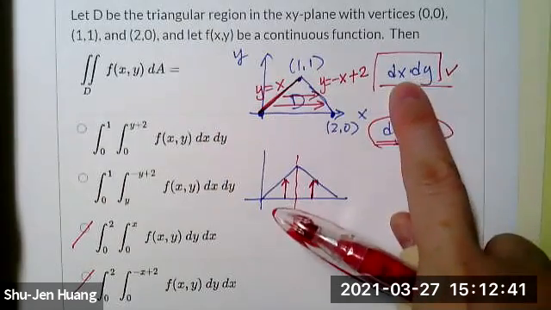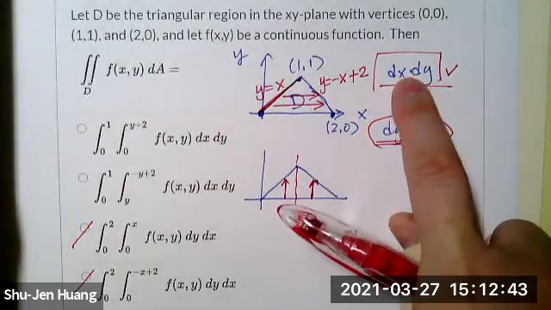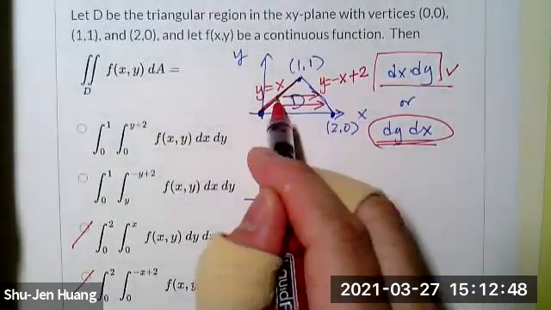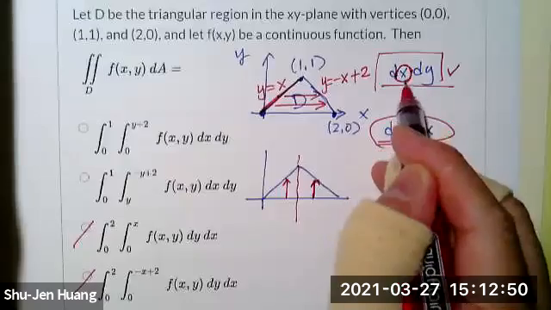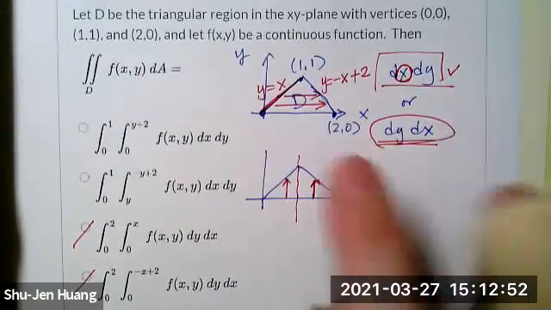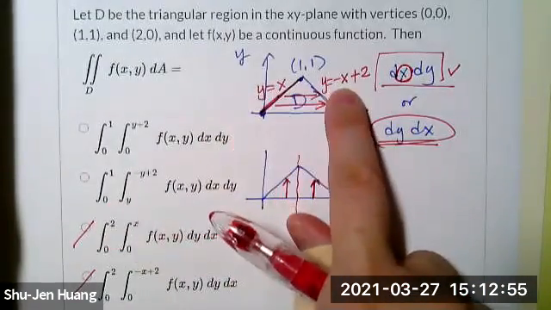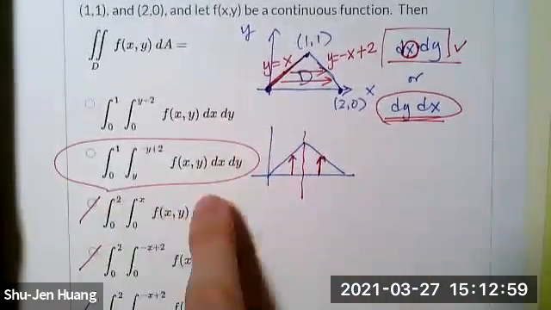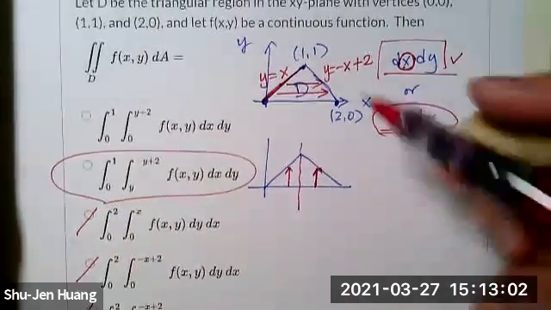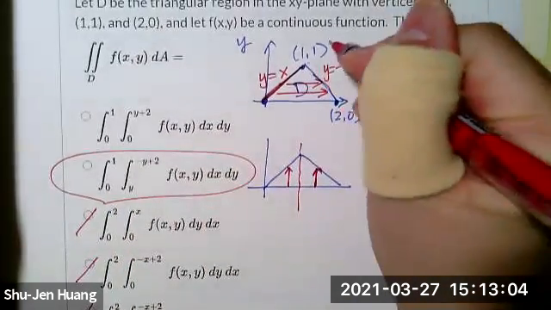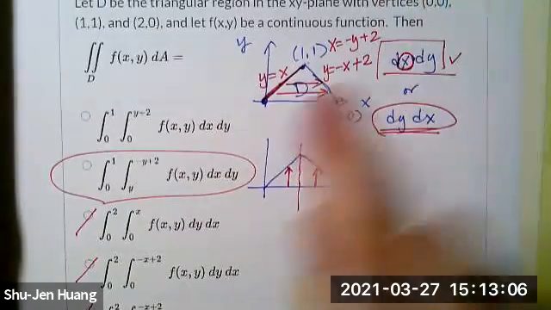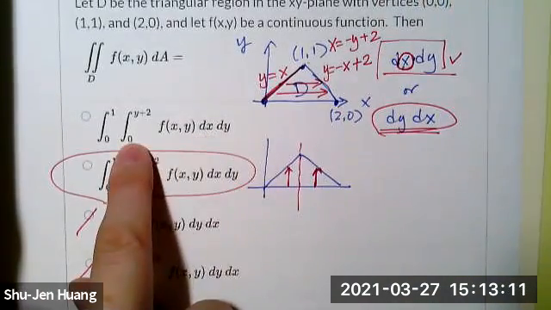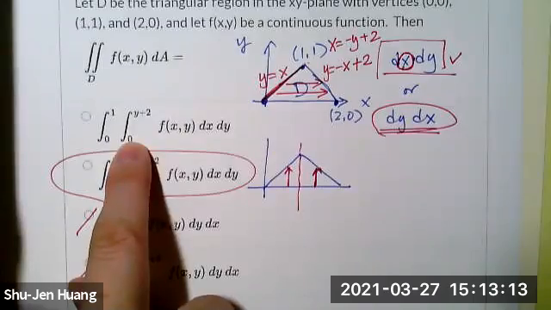So now we want to find the bounds for dx here. Since we want to do dx, we want to write x in terms of y. So x equals y, that's the lower bound. In fact, this is the answer here: x equals y, and the upper bound is x equals minus y plus 2, or 2 minus y. So this is the upper bound. And for this one, the first one is not correct.